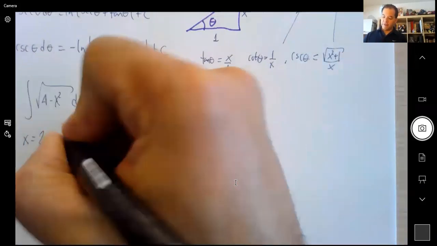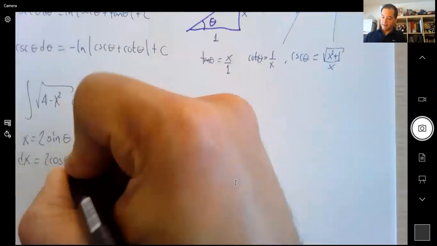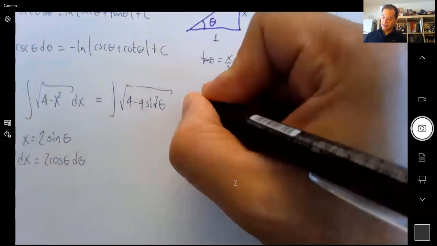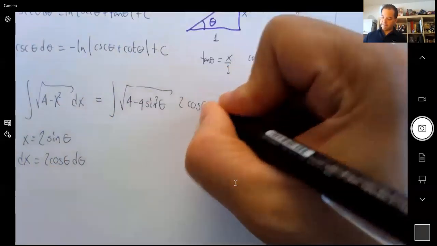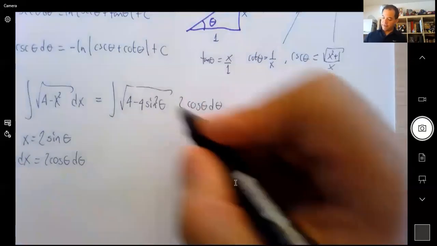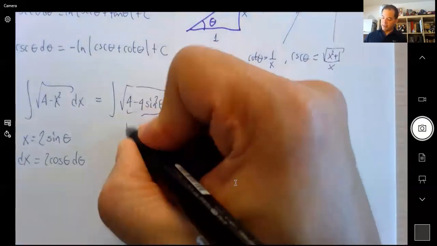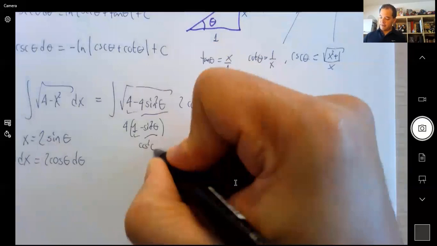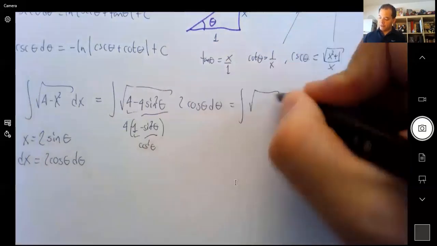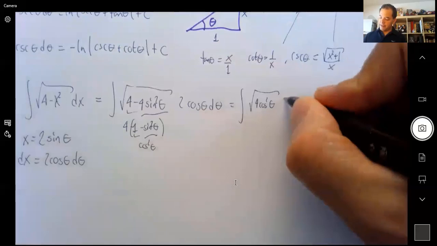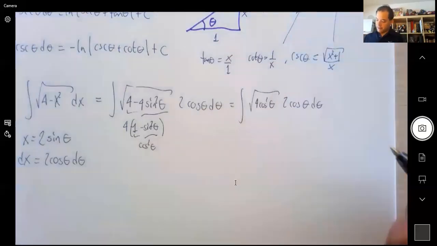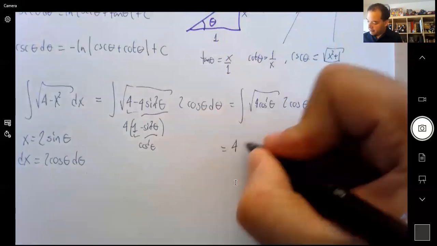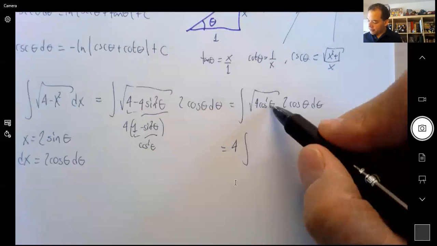So dx is 2 cosine theta. And this integral becomes the square root of 4 minus 4 sine squared, and dx is 2 cosine. This, of course, is 4 times 1 minus sine squared, which is cosine squared. So this is the integral of the square root of 4 cosine squared, which we will be able to simplify, times 2 cosine. The square root of 4 is 2, so this is a 4. And the square root of cosine squared is just cosine, with the other cosine it is cosine squared.